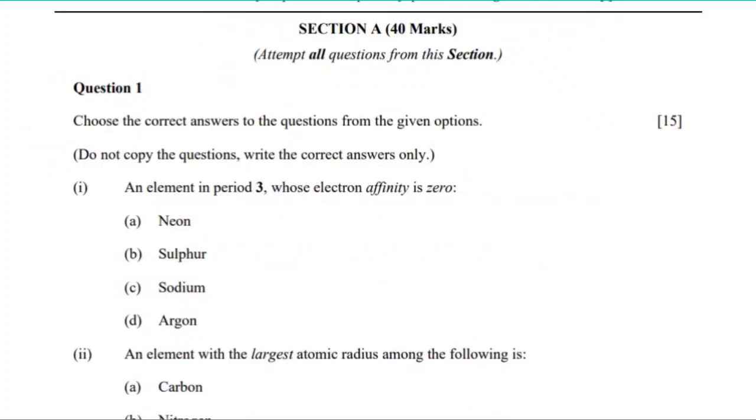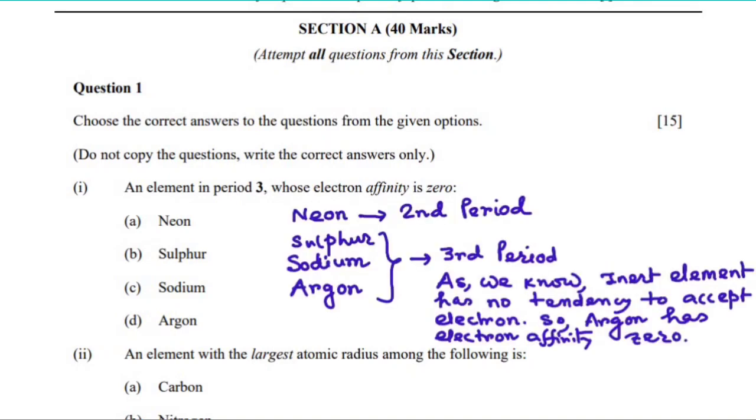The first question of Section A starts off with MCQ. The first question is: an element in period 3 whose electron affinity is 0. Among the elements, neon is in the second period, while sulfur, sodium and argon are in the third period. As we know, an inert element has no tendency to accept an electron because of octet fulfillment in its outermost shell. Among sulfur, sodium and argon, argon is inert. So argon has electron affinity 0. The right answer is option D, argon.